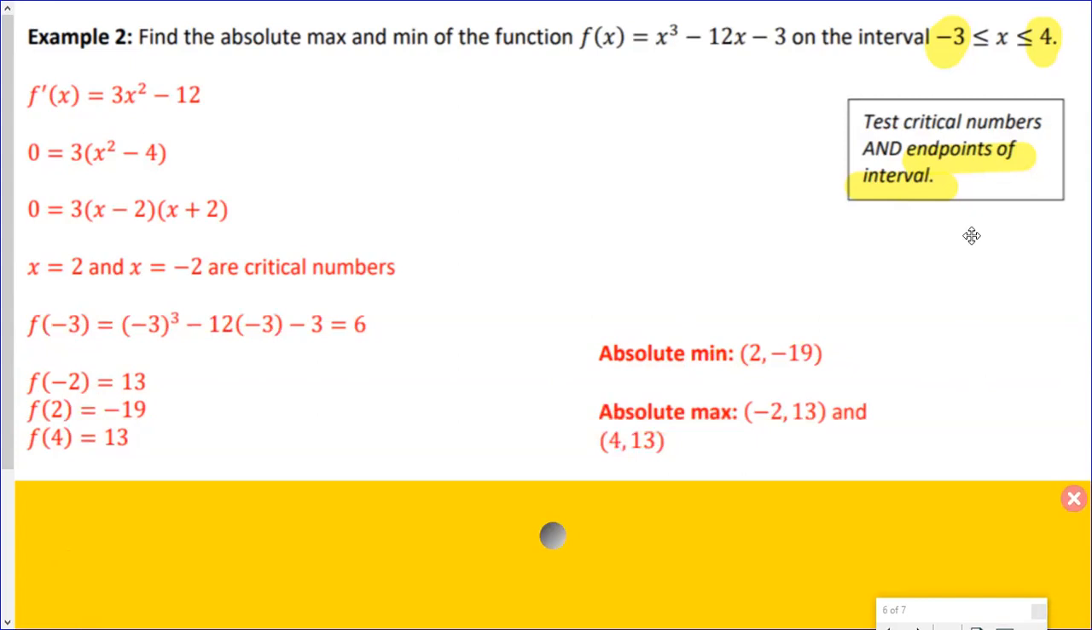Now, when I'm considering absolute minimum, I'm looking at the x and y that gives me the lowest y value. In this case, x is equal to 2, y is equal to -19. That is the lowest y value. So that's why it's the absolute minimum point, only because this is a defined interval. Otherwise, it would be a local minimum point. For an absolute maximum point, oh, I have 2 potential absolute maximum points.